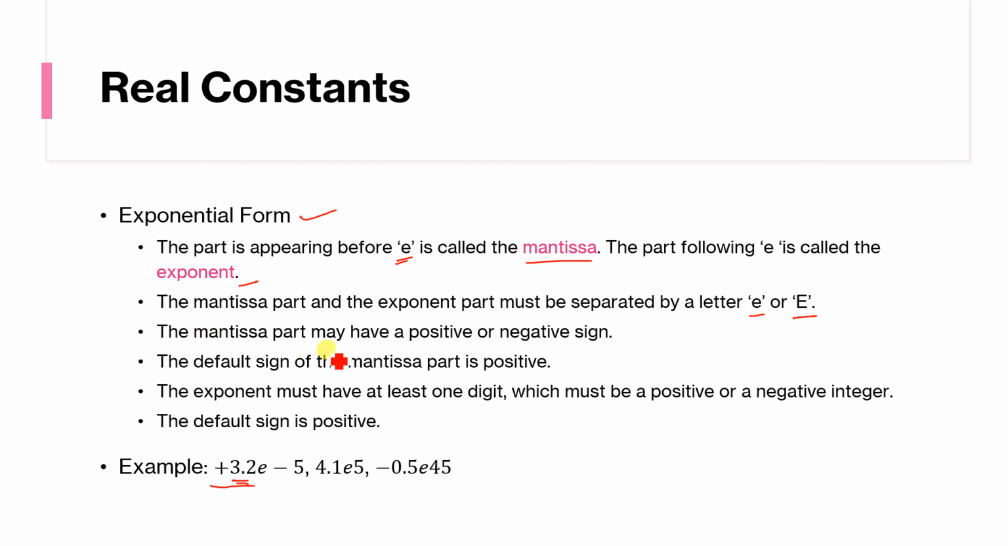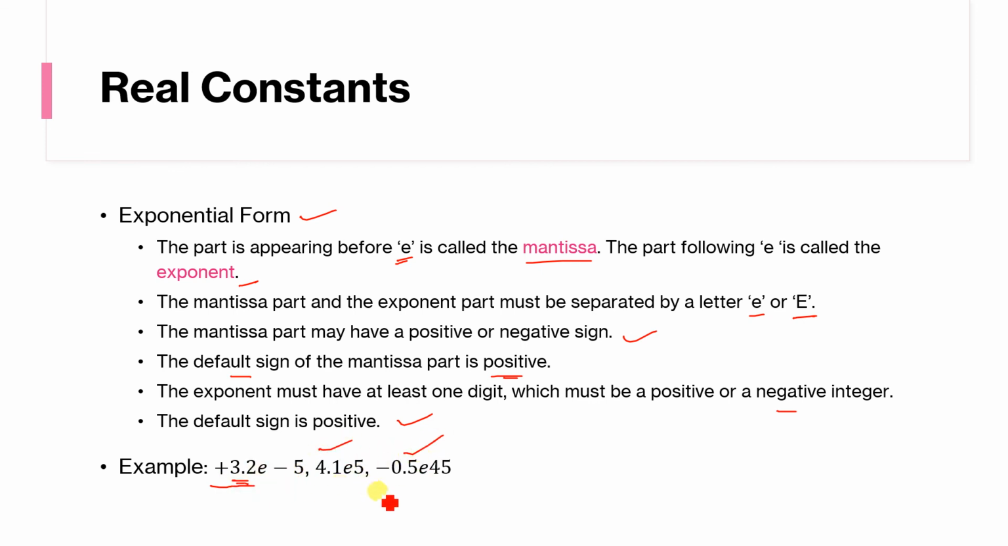The third point is that the mantissa part may have a positive or negative sign. If you don't specify any sign, then it is positive. The exponent must have at least one digit, which must be a positive or negative integer, and the default sign is positive. So whenever you are using any number in scientific form, you should specify the number something like this.